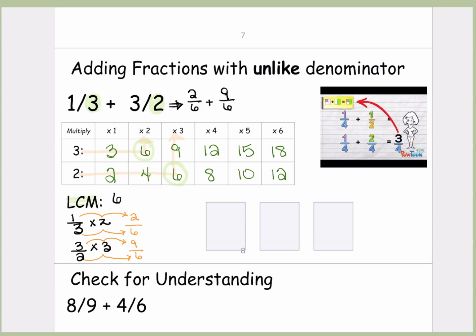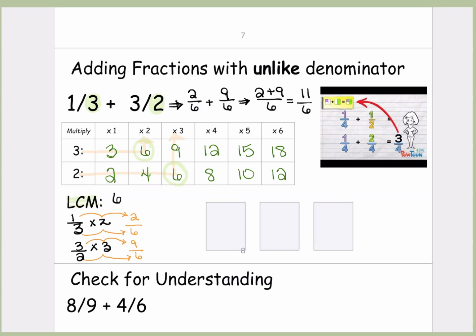And how do we add fractions that have like denominators? We simply add the numerators. So our in-between or intermediate step would be 2 plus 9 over 6. 2 plus 9 is 11 over 6. We just bring that denominator right on over.